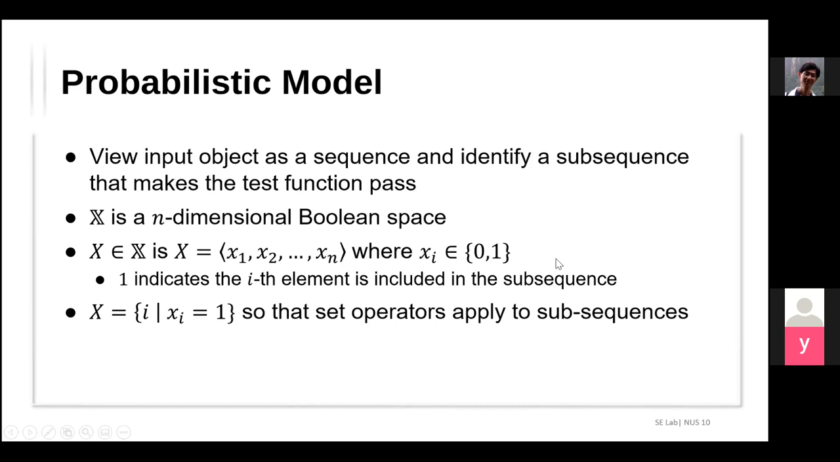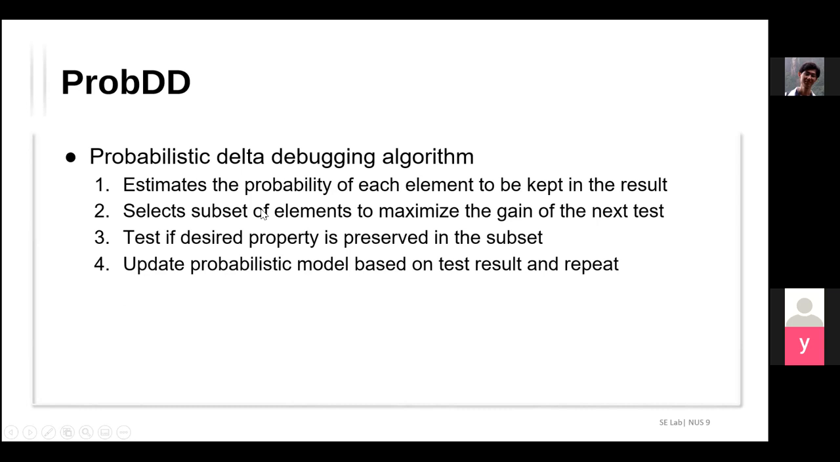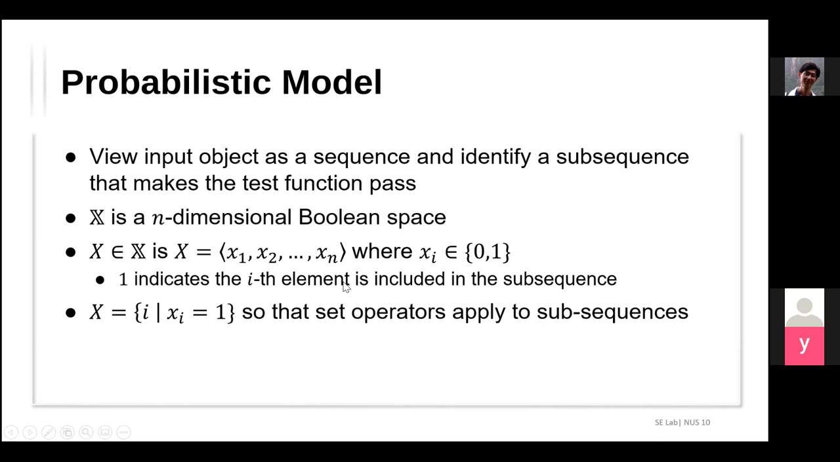Okay, so now I will dive into the probabilistic model itself. Firstly, when we get the sequence of code just now, the 8 lines of code, we can view the 8 lines of code as a sequence. From there, there exists a subsequence, because just now we had line 3, line 4, line 7, line 8, which would allow us to get a negative test case as well. So the idea behind this problem is still viewing the input as a sequence, and then we want to find a subsequence that allows the test function to pass. So it's still the whole concept of delta debugging.